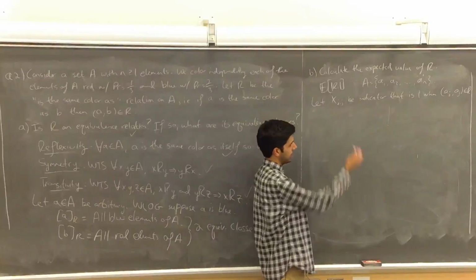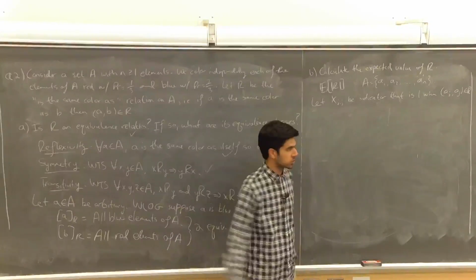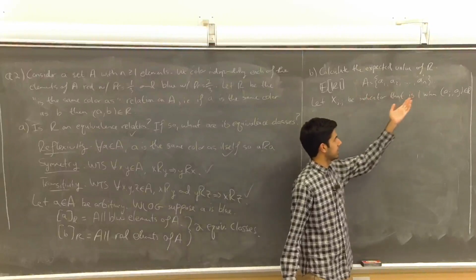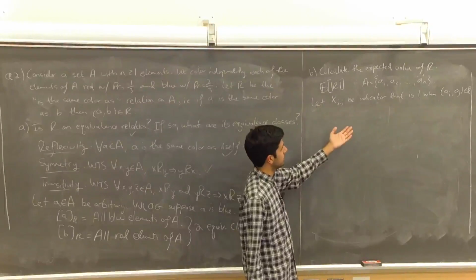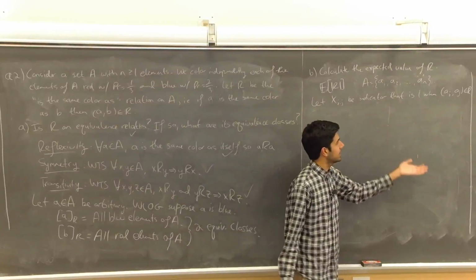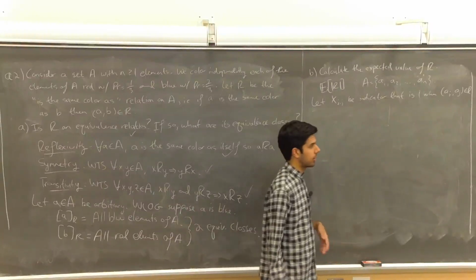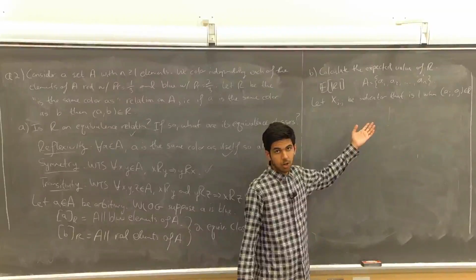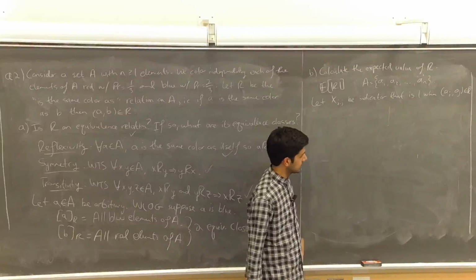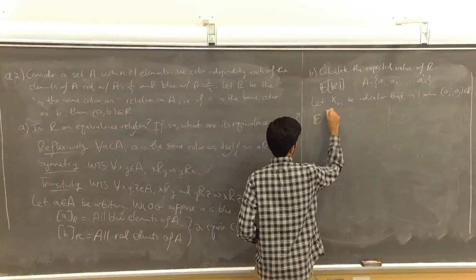So recall A is a set of some n greater than or equal to 1 elements, so I'm just denoting it as this, and I have my indicators. X sub ij will be an indicator variable that is 1 when a sub i, a sub j is in R, when those two are related to one another. So now we can just express R in terms of these indicators and work from there.